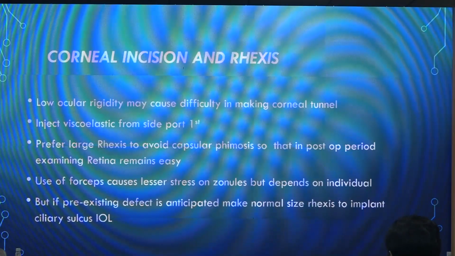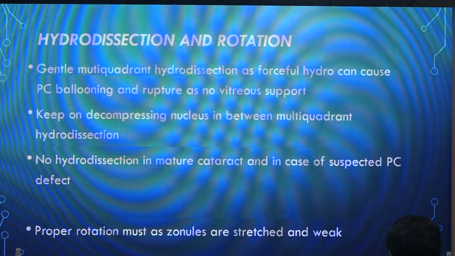Coming to incisions and rexes, low ocular rigidity may cause difficulty in making the corneal tunnel. So inject viscoelastic thoroughly through the side port. Prefer larger rexes to avoid capsular phimosis, so that in the post-op period examining the retina remains easy. Use of forceps causes lesser stress on zonules but depends on individual choices. But if a PC defect is anticipated, make a normal size rexis to implant a ciliary sulcus IOL. You may need the support of intercapsular here.